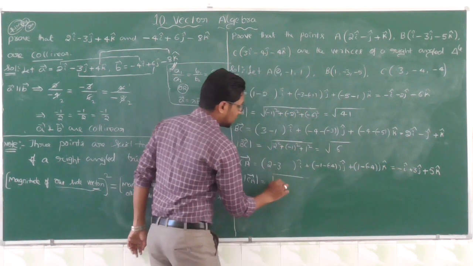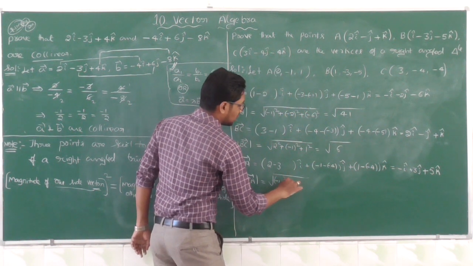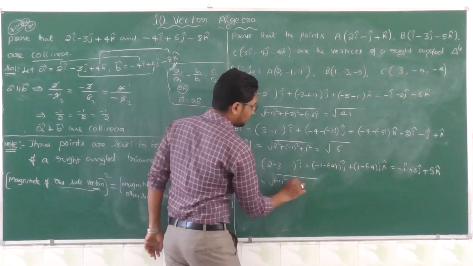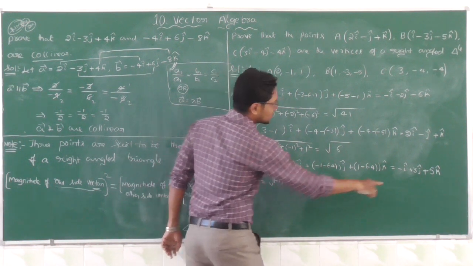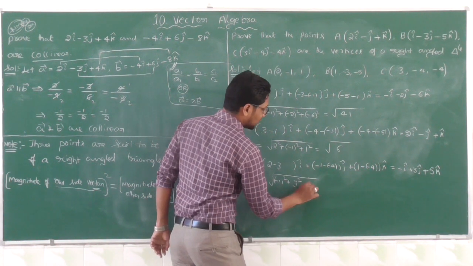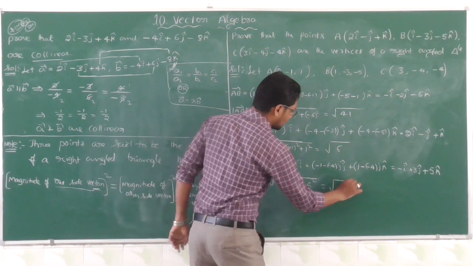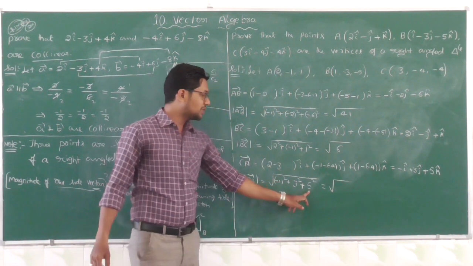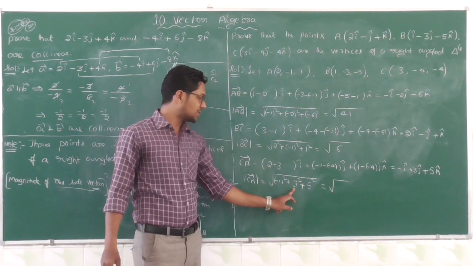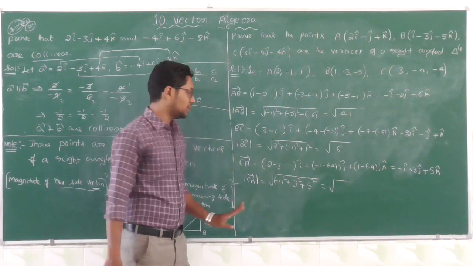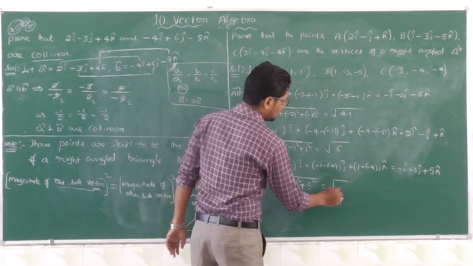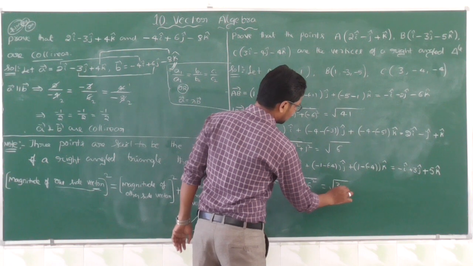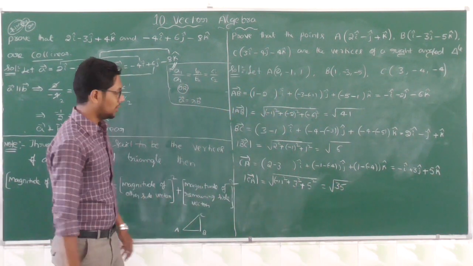The i component is minus 1, minus 1 whole square, plus next the j component 3 is 3 square, plus the k component is 5 square, equals square root of 25 plus 9 plus 1. How much? 35. Square root of 35.